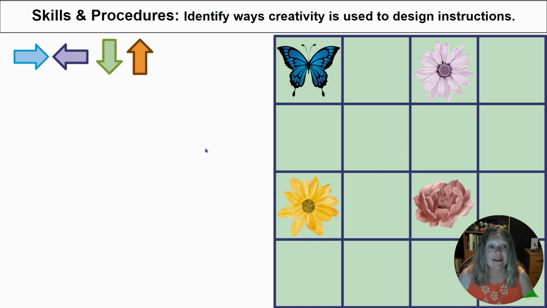with friends and have discussions about, oh, well, what made you do that? Or why did you do it that way? And have the students explain how they used creativity to figure out how they were going to get their butterfly around. You could add some conditions. There could be some hazards on here that the butterfly has to avoid.